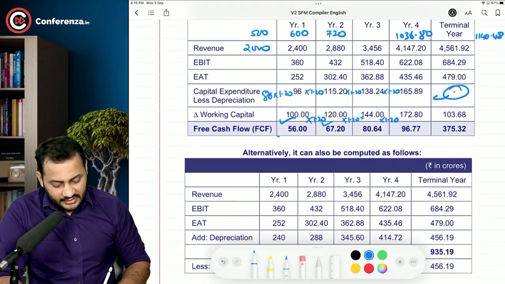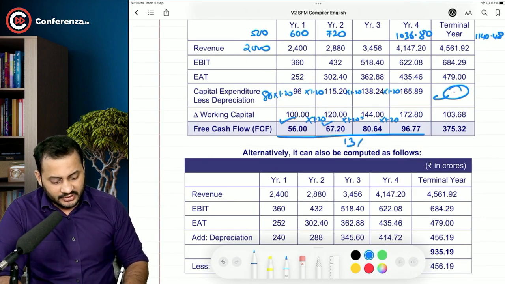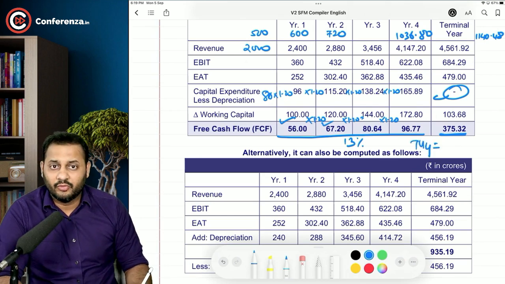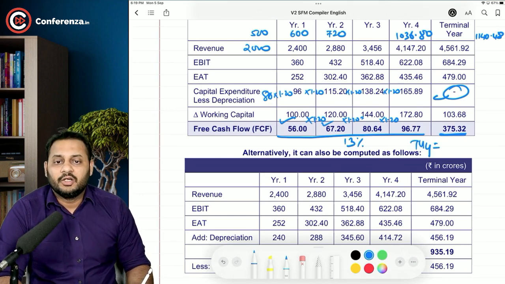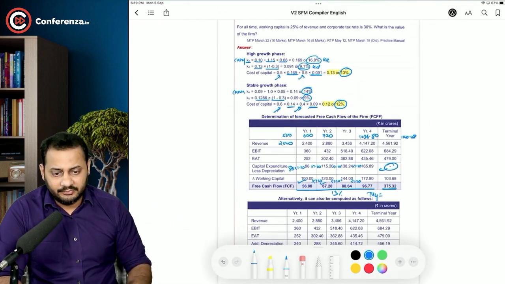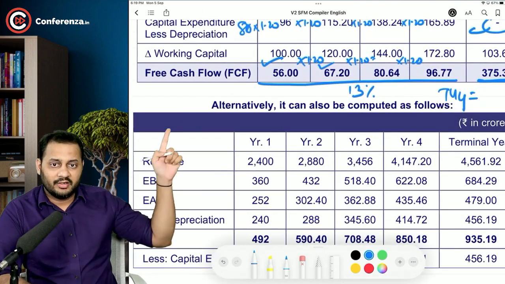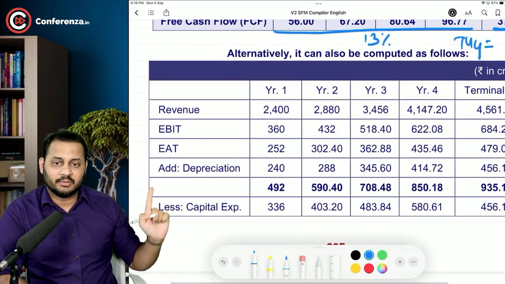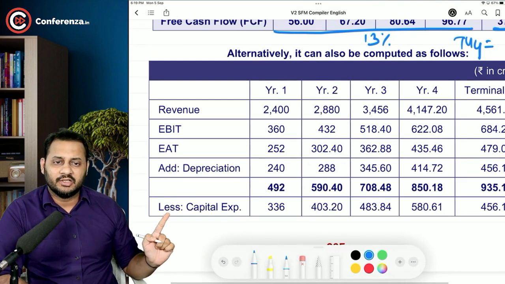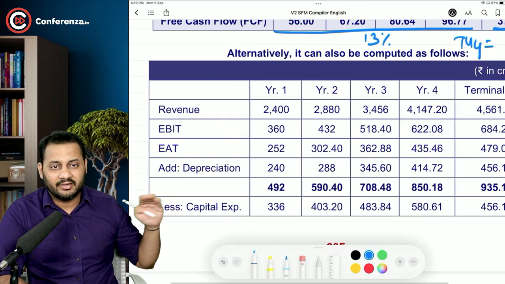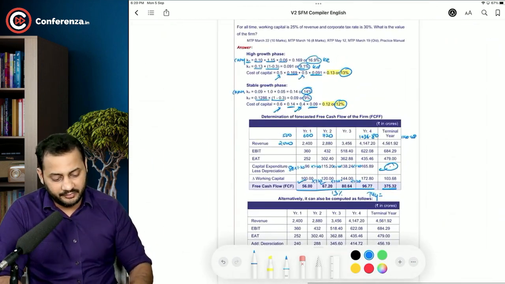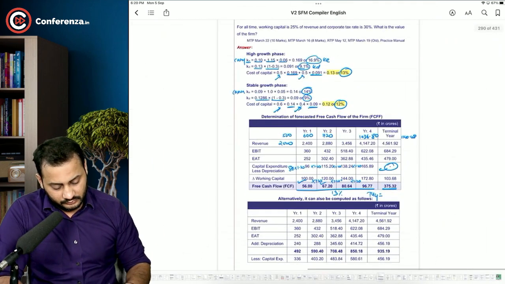Now understand, these 4 cash flows have to be discounted at 13% WACC, and now this will be used to calculate terminal value at the end of year 4 with 12% WACC. Okay, this is the same thing. See, in this alternative part, they have added the depreciation separately and deducted the capital expenditure. But don't do that. It will give the same answer, but writing this much will take a lot of time.